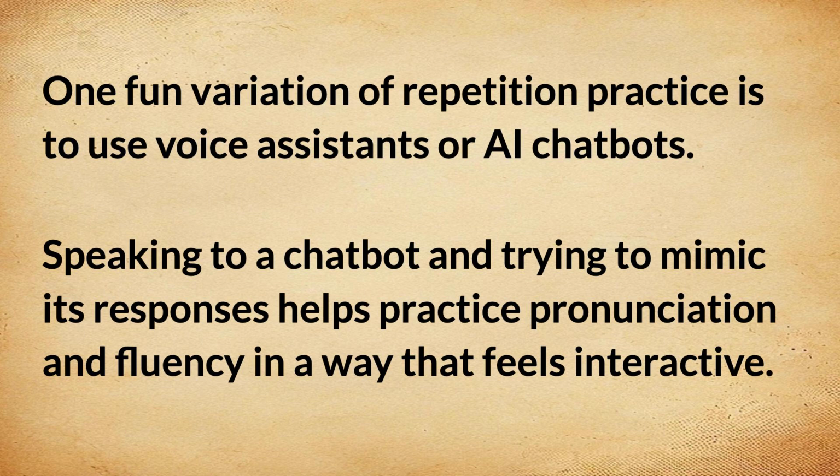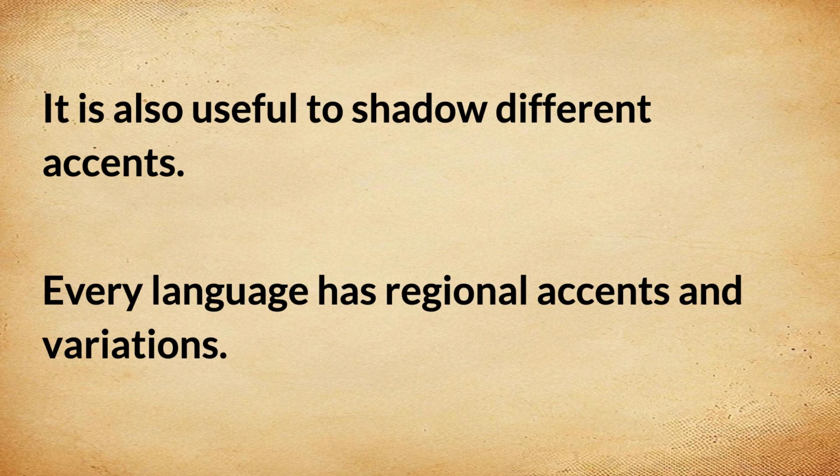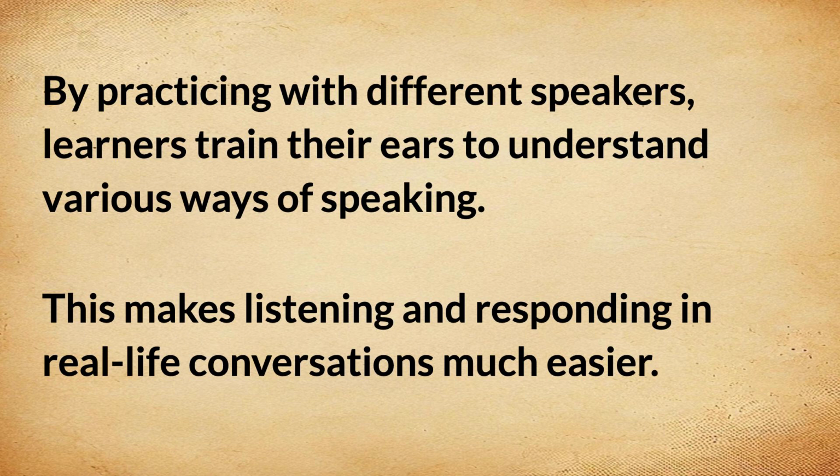One fun variation of repetition practice is to use voice assistants or AI chatbots. Speaking to a chatbot and trying to mimic its responses helps practice pronunciation and fluency in a way that feels interactive. It is also useful to shadow different accents. Every language has regional accents and variations. By practicing with different speakers, learners train their ears to understand various ways of speaking. This makes listening and responding in real-life conversations much easier.